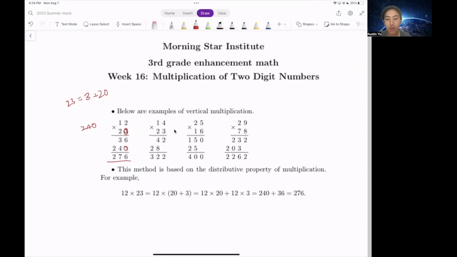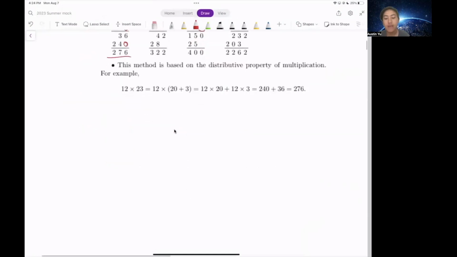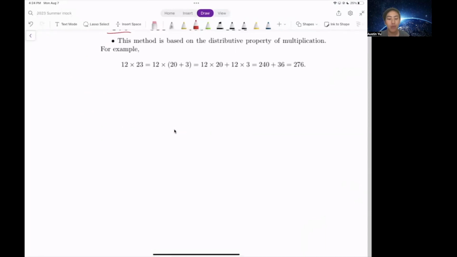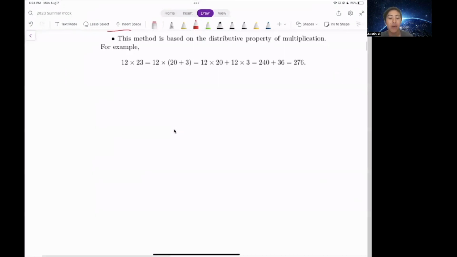We can also do another example. 25 times 6, we have 150, which is the top number multiplied by the units digit at the bottom. And then 25 times 10 is just 250, but the 0 we don't put there because there's no value. So again, 150 plus 250 is just 400. This method is based on the distributive property of multiplication. For example, 12 times 23 equals 12 times, in parentheses, 20 plus 3, which equals 12 times 20 plus 12 times 3, which equals 240 plus 36, which is 276, like we did above.